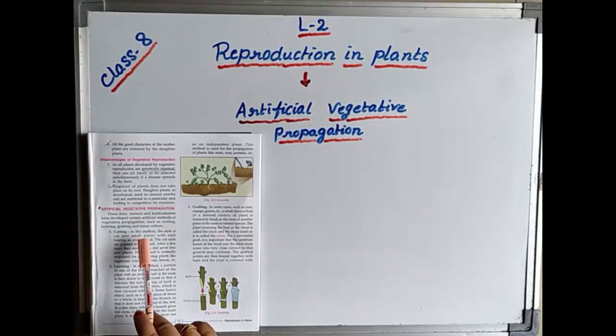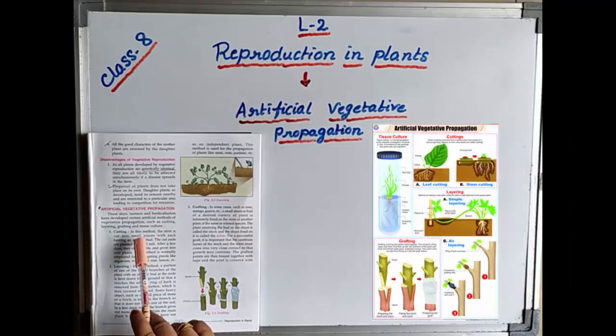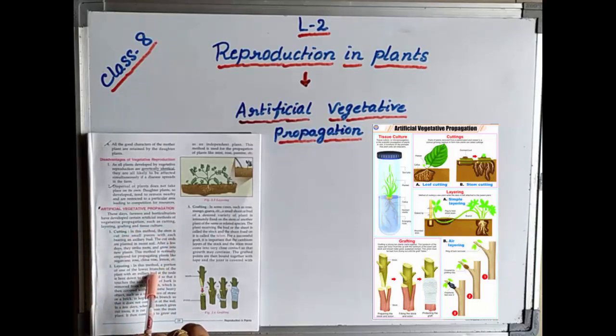This method is being artificially done by farmers and horticulturists, and the main processes involved in this are cutting, layering, grafting and tissue culture. These four methods we are going to discuss in detail now.